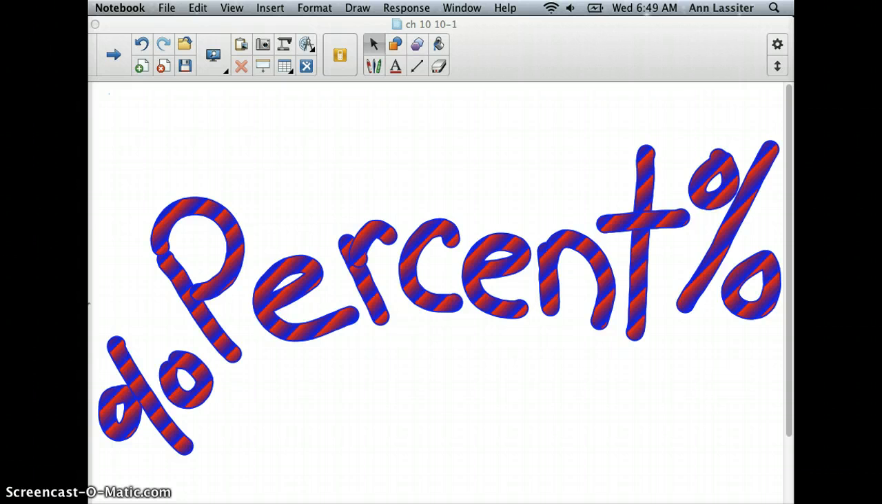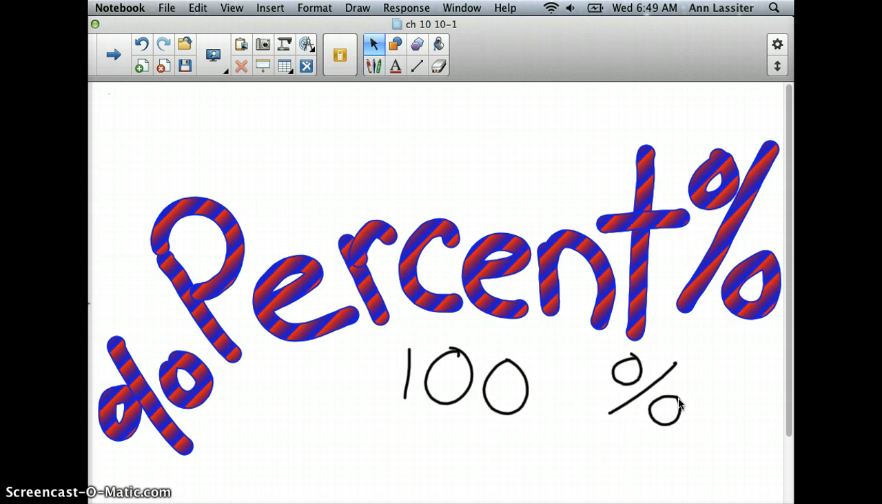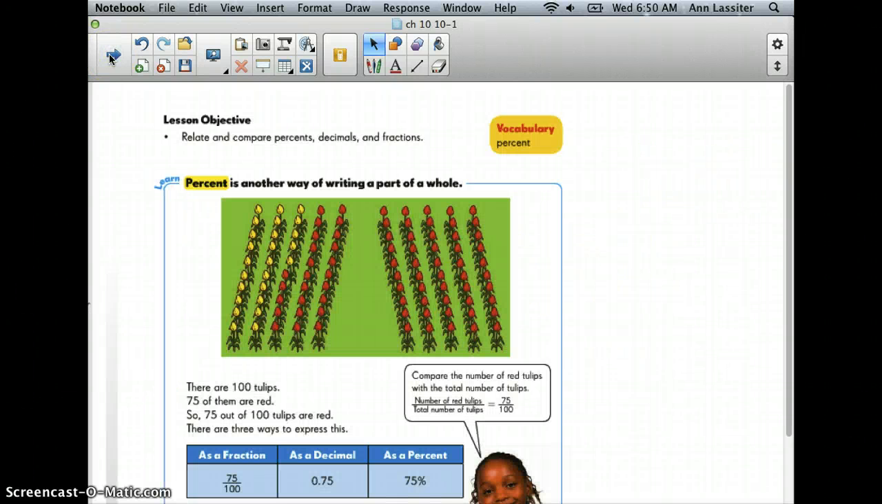But I want you to also notice that the symbol for percent, when I write the word 100, I have a 1 and 2 zeros. I can turn my 1 on its side and put the zeros above and below. So percent is also made of a slash and 2 O's, zeros. Percent is another way of writing a part of a whole, so it's a fraction.